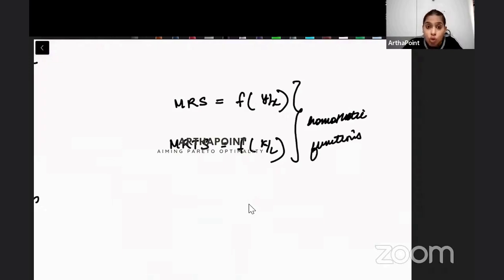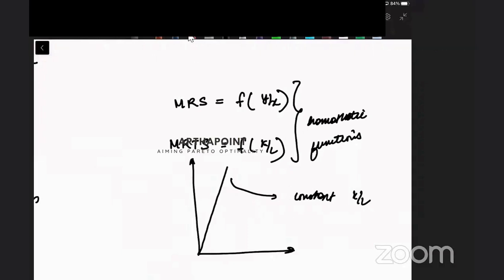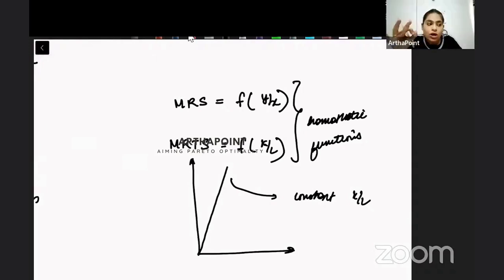Homothetic functions are those functions where the slope, so if I draw a line through the origin, this line through the origin has a constant K by L ratio. Maybe K is equal to 1/2 of L or K is equal to 2 times L. It has a constant K by L ratio. So when you draw a line through the origin, it has a constant K by L ratio. Now draw isoquants on it.